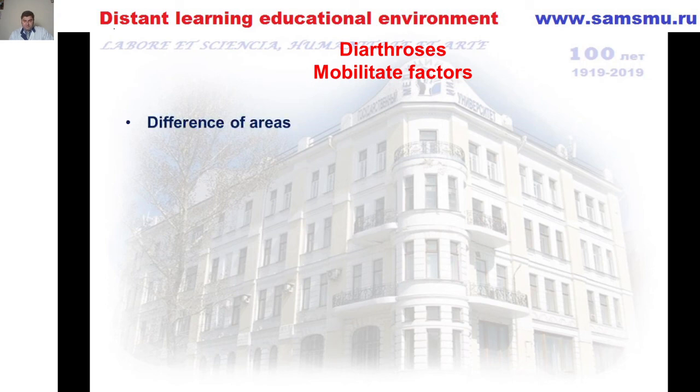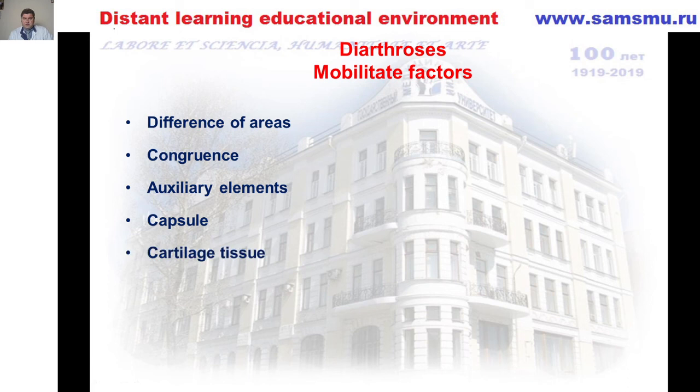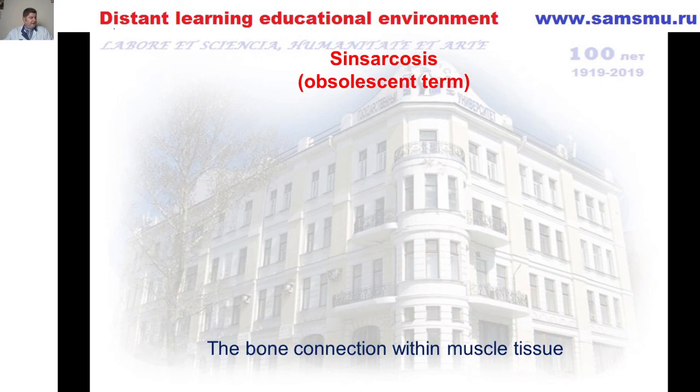So, next we will talk about mobility factors. There are several factors, and we talked about difference of areas, and next is congruence, auxiliary elements, capsule, cartilage tissue, synovial fluid, and physical activity level and age.